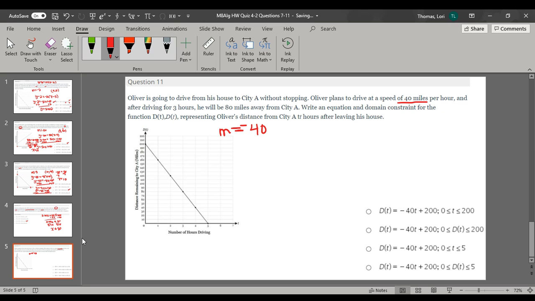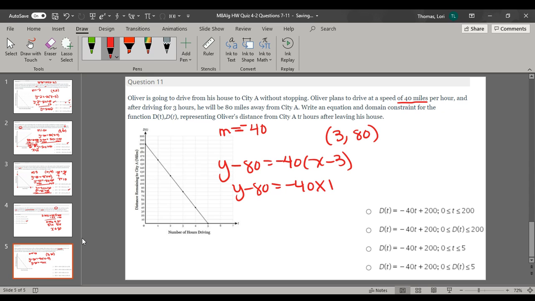And then it says after driving 3 hours, he's 80 miles away. So 3 hours, hours is x, he's 80 miles away, so (3, 80) is going to be the point. We're going to use point slope again. So we have y minus 80 is equal to negative 40 times x minus 3. We're going to put it in slope intercept form, and we get negative 40x plus 120. We're going to add 80 to both sides, and that's going to give us y is equal to negative 40x plus 200. So that's how they got the equation here.